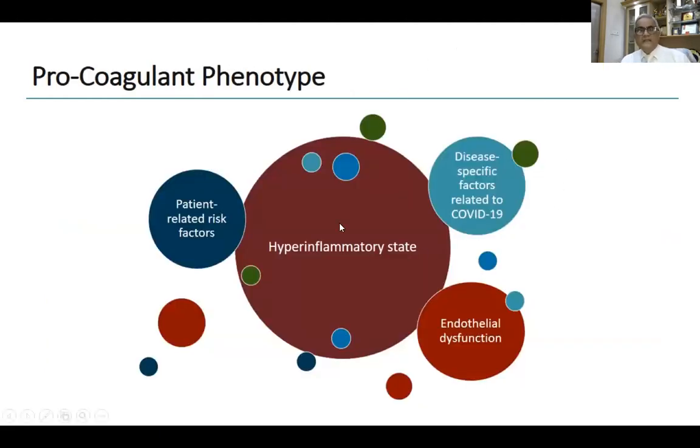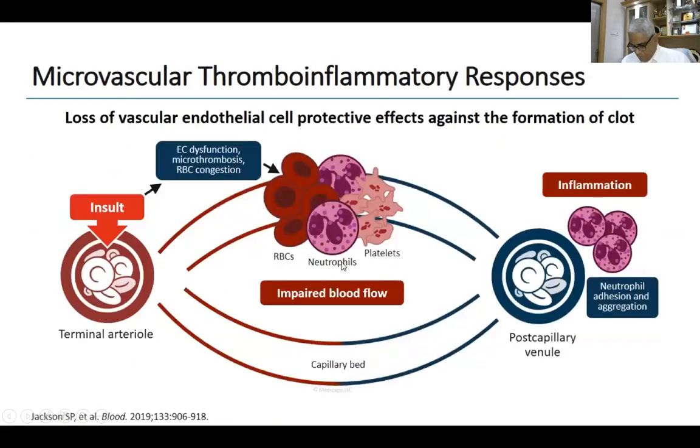So we know that in COVID-19 we have a hyperinflammatory stage, and the patient population could be a relatively high risk group. The disease-specific factor related to COVID-19, and endothelitis or endothelial dysfunction, all these together cause procoagulant or thromboembolic manifestation. In addition to that, sometimes not known to the clinician because we don't see it, there could be a microvascular thromboinflammatory response, loss of vascular endothelial cell protection. Again, endothelial cell dysfunction, microthrombus, and RBC condition could be an important component.